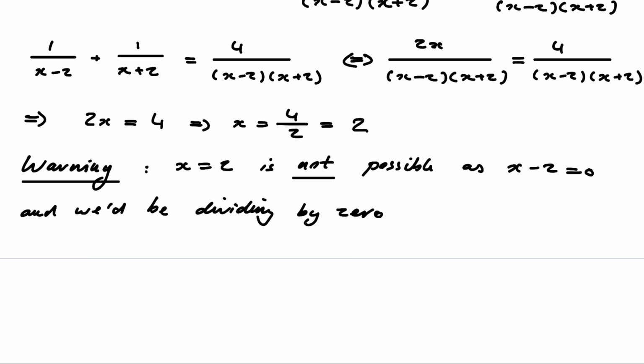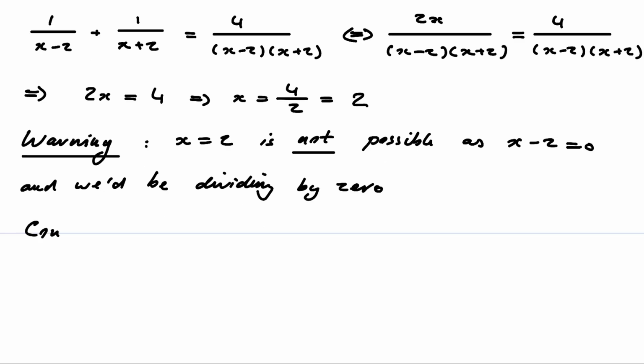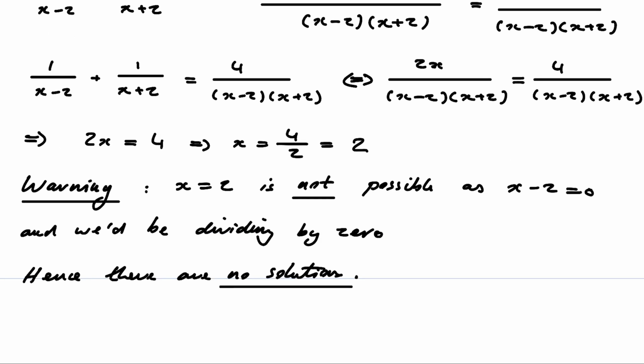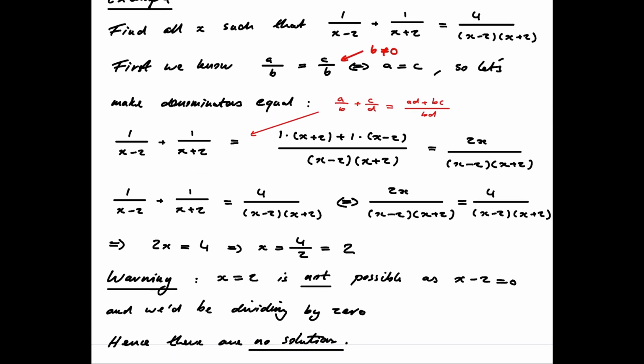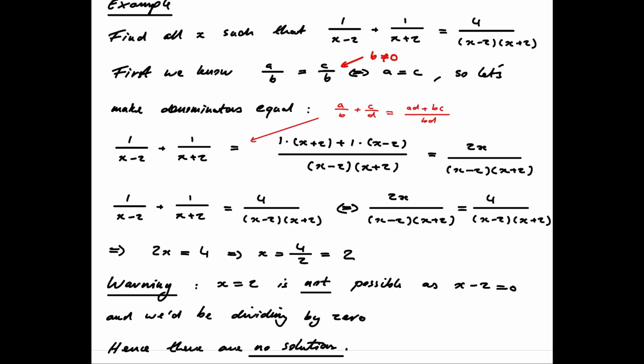So what's the answer to this? Well, basically the answer is there are no solutions. The only potential solution was 2, and it can't possibly work because I'd end up dividing by 0. So the conclusion is, maybe not the conclusion, but I'll say, hence there are no solutions. Really interesting example. And I think there is a moral to this. And the moral is something I've said quite a few times.